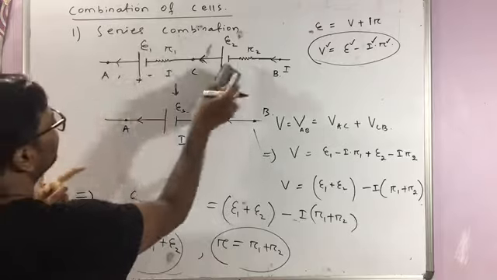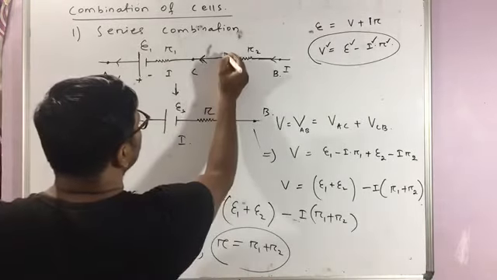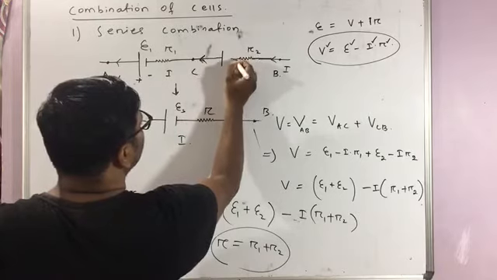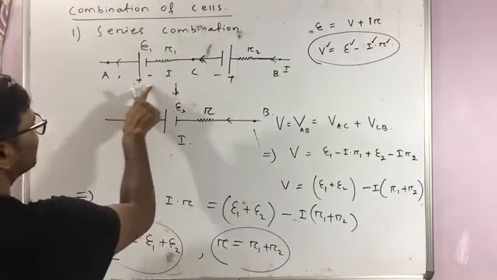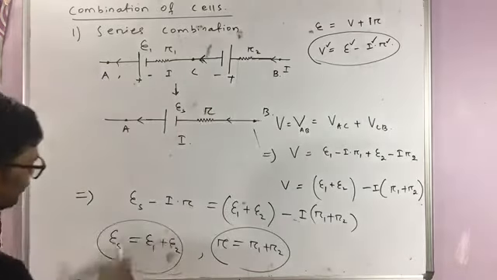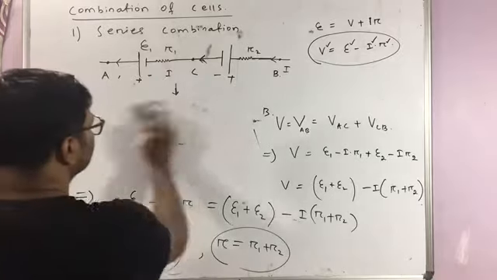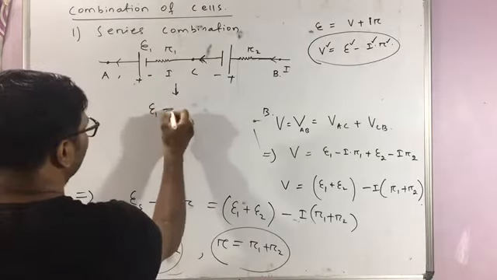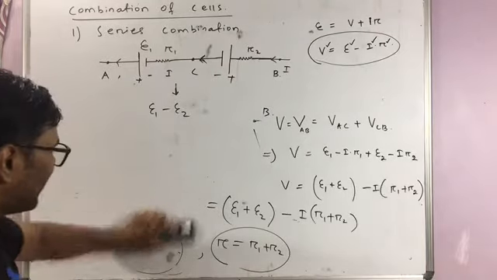Suppose either E1 or E2, so let's say you change E2. For E2, let's say this is negative, this will be positive. So you see here it is plus minus and this minus plus, then your effective EMF, in this case, would have been E1 minus E2 instead of E1 plus E2. So keep that in mind.